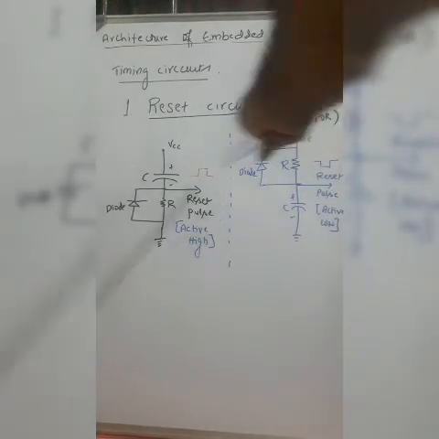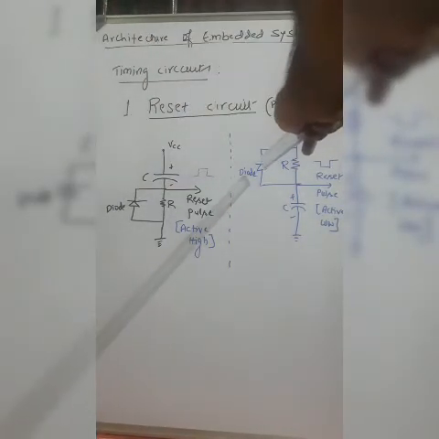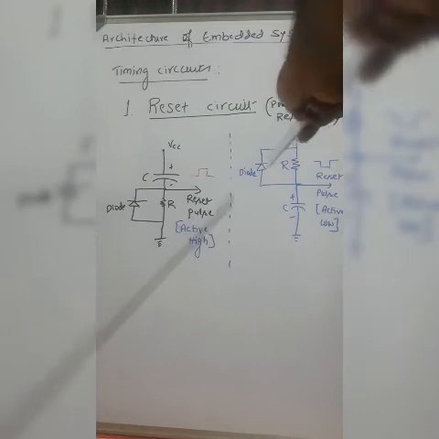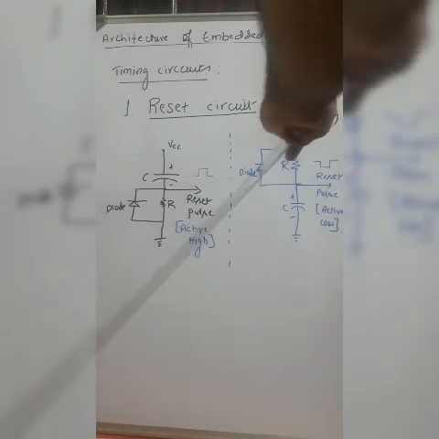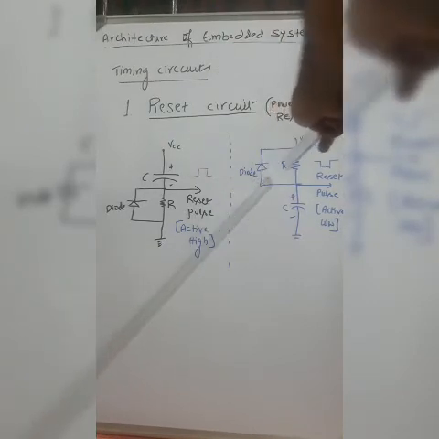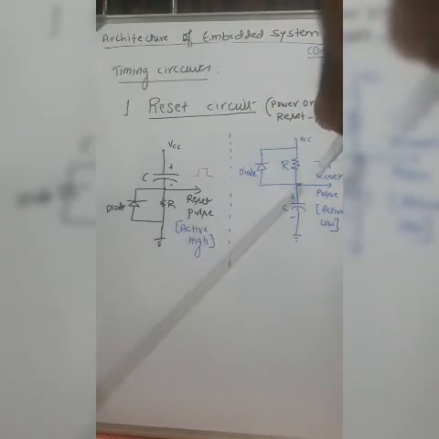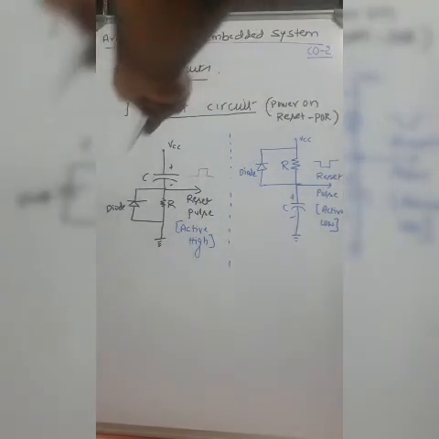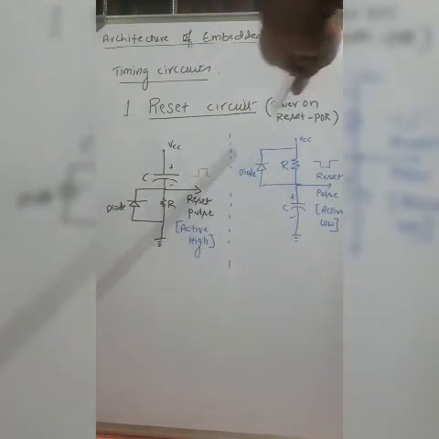Here you have a diode working as a flyback diode, or you can call it a snubber diode, or you can also call it a freewheeling diode. These diodes will disallow the surge or the spike that may happen in the pulse that is obtained at the output. So that is how the reset circuit will work.